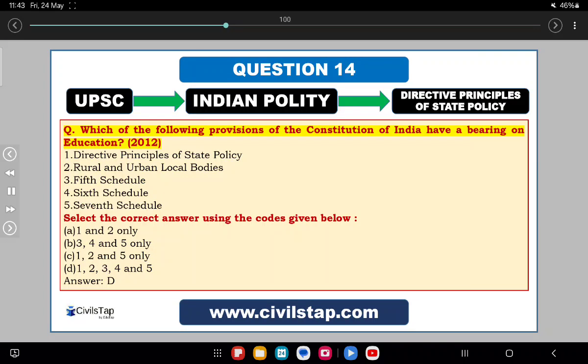2. Q. Which of the following provisions of the Constitution of India have a bearing on education? 2012. 1. Directive Principles of State Policy. 2. Rural and Urban Local Bodies. 3. 5th Schedule. 4. 6th Schedule. 5. 7th Schedule. Select the correct answer using the codes given below. A. 1 and 2 only, B. 3, 4 and 5 only, C. 1, 2 and 5 only, D. 1, 2, 3, 4 and 5. Answer, D. Question 14. UPSC Indian Polity, Directive Principles of State Policy.